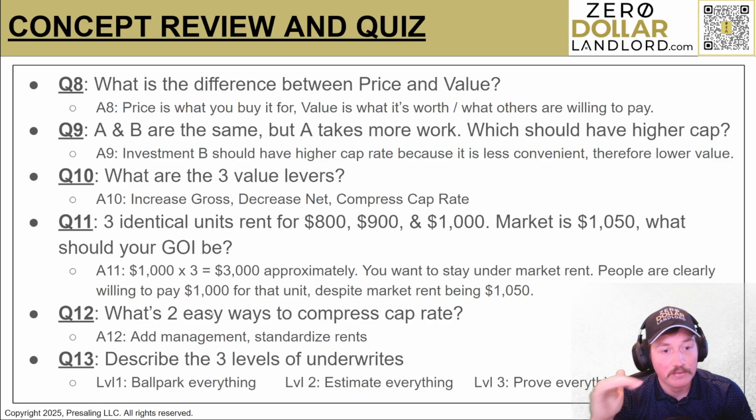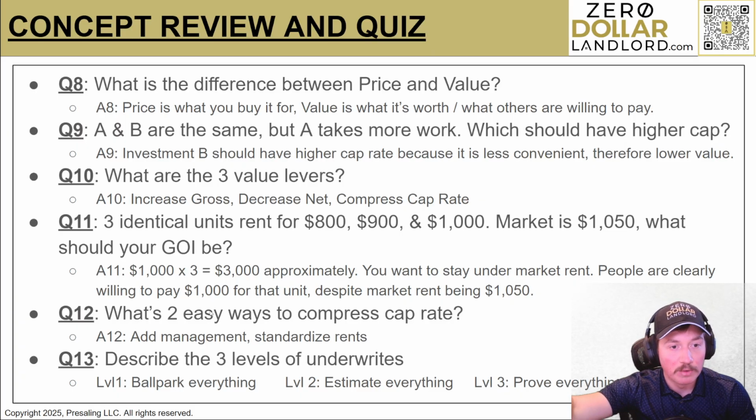If all your units are rented for the exact same amount, and market rent is like $1,050, then you should probably rent for like $1,000, because you want to be less than fair market value, and you already know you can rent for $1,000 since they're all the same. So just standardize the rents. That's the easiest way to get your comps, so to speak, because they're internal comps. The easiest way to compress cap rate is to add management. And the three levels on the right are 1, 2, and 3, which are ballpark, estimate, and prove.